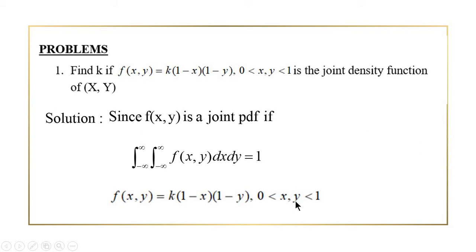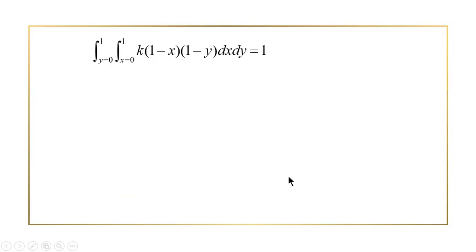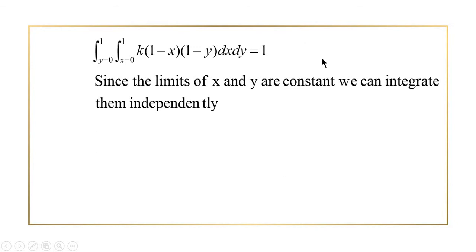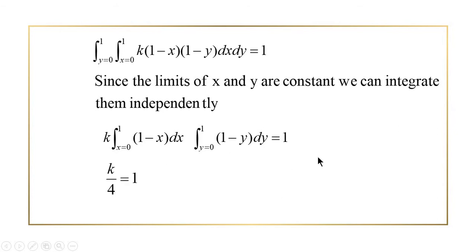Here we have x comma y, which lies between 0 and 1. That means both x and y have the same limits. The value of x is from 0 to 1. Also, the value of y is from 0 to 1. Now let us integrate our joint PDF with respect to x and y from 0 to 1. Since the limits of x and y are constants, we can integrate them independently. Now upon integrating them, we get the answer as 4.